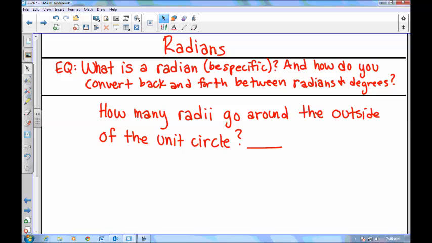Remember last time we talked about there are 2 different modes on your calculator. The mode we have worked with so far has been the degree mode. What was the other mode that was on our calculators? Radians. So today we're going to learn what in the world a radian is.